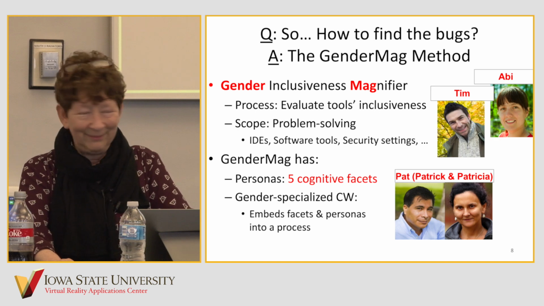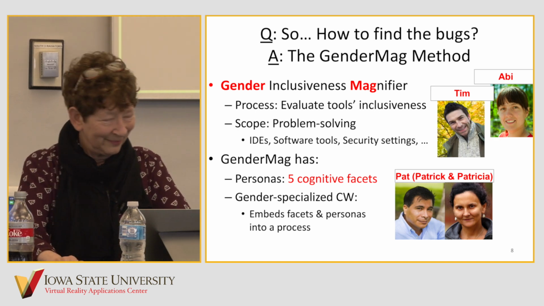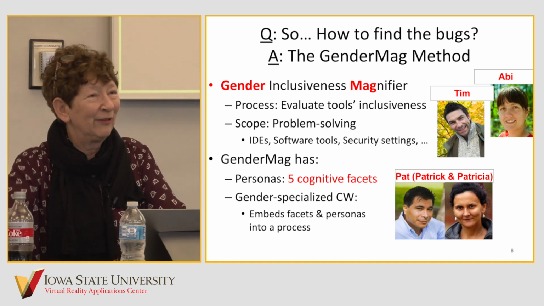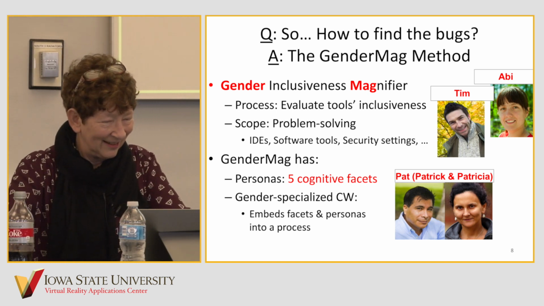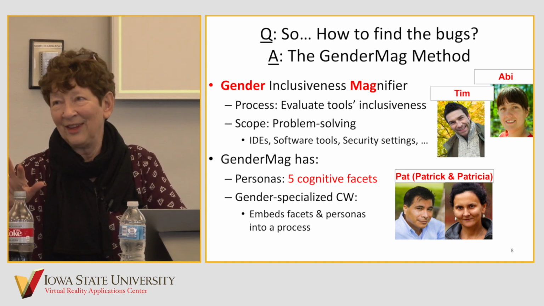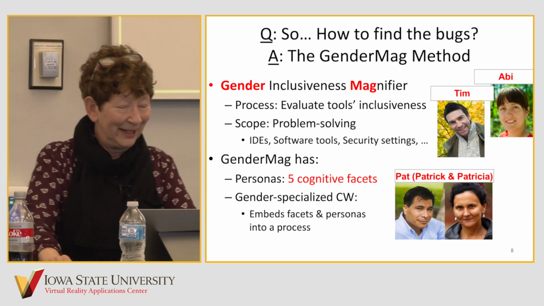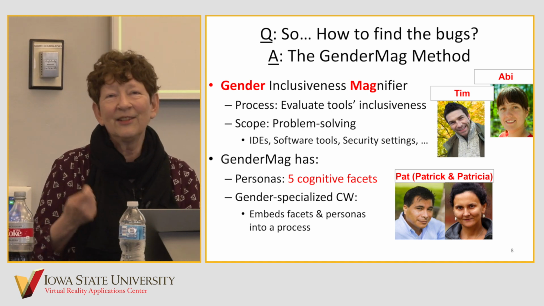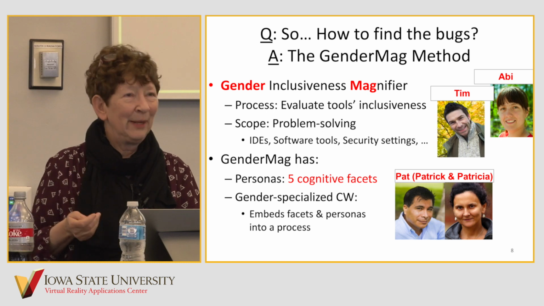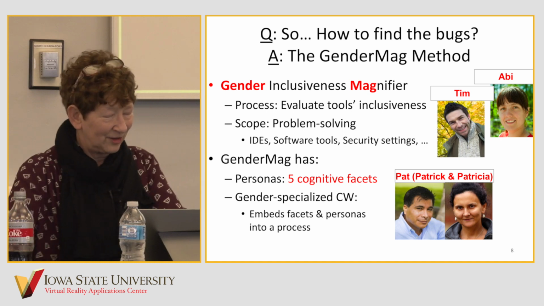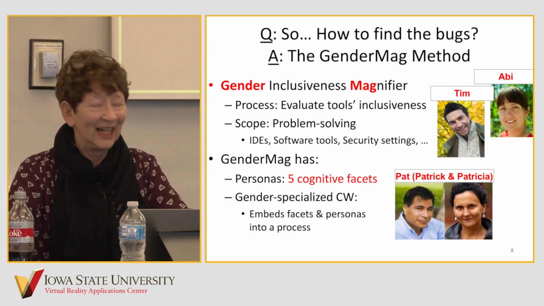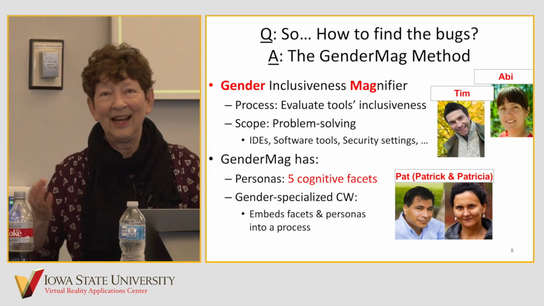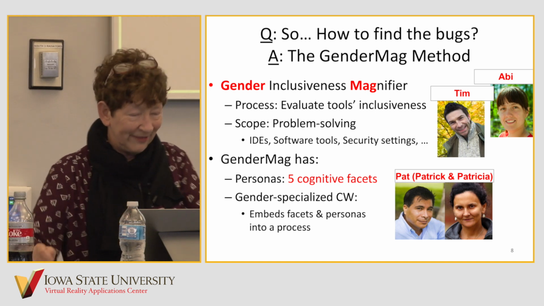So how do you do that? Enter the GenderMag method, which, as I mentioned, both Kyle Rector and Anisha Peters were involved in helping make happen in the earliest days. This, by the way, is a free method, not a product, so I'm not trying to sell you something. GenderMag stands for Gender Inclusiveness Magnifier. It's a software process, so if there's anybody here from the software engineering community, you can think of it as a software process. HCI people can understand it as an inspection process for user interfaces.